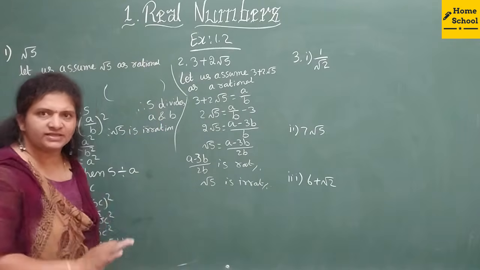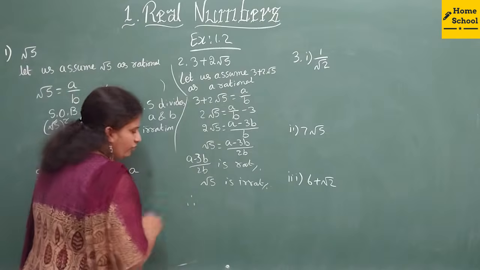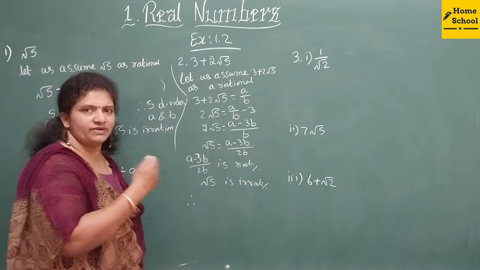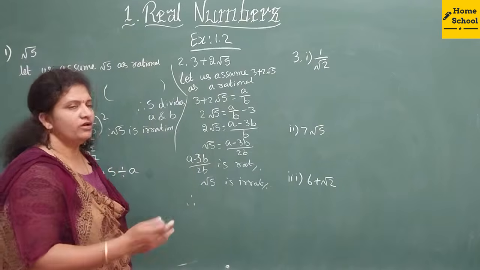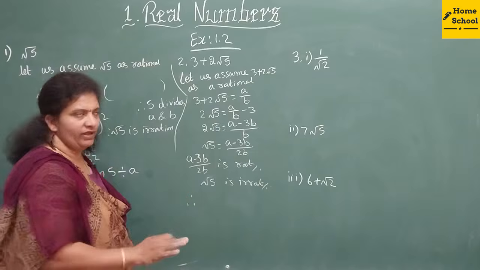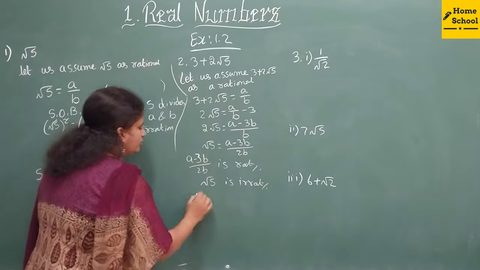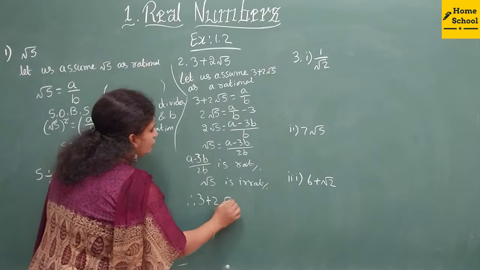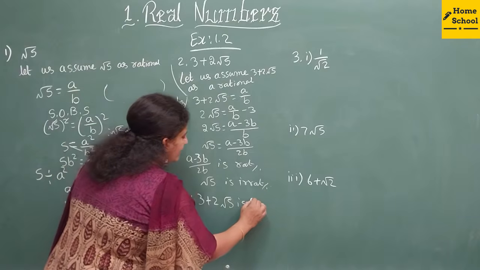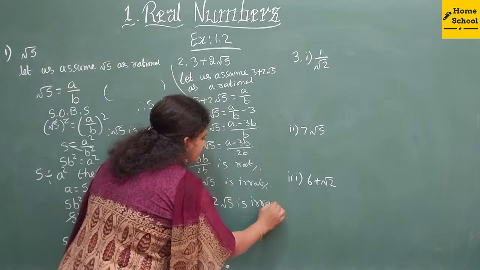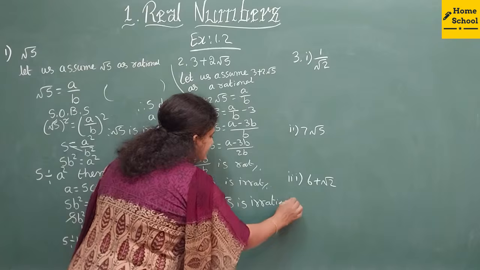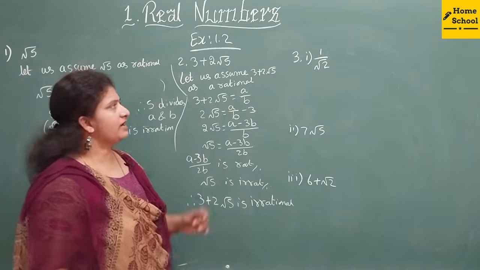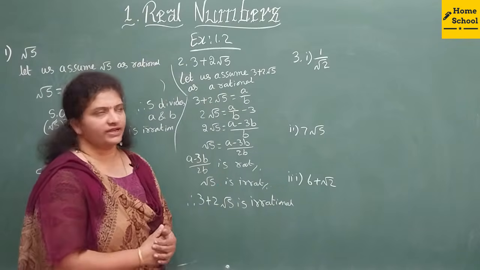My assumption is wrong. Therefore, you have to write all these statements. Therefore, my contradiction is wrong. Both cannot be equal. Therefore, finally, what do you have in the question? 3 plus 2 root 5 is irrational. That's it. Right? Hence it is proved. See the third one. This also prove irrational.